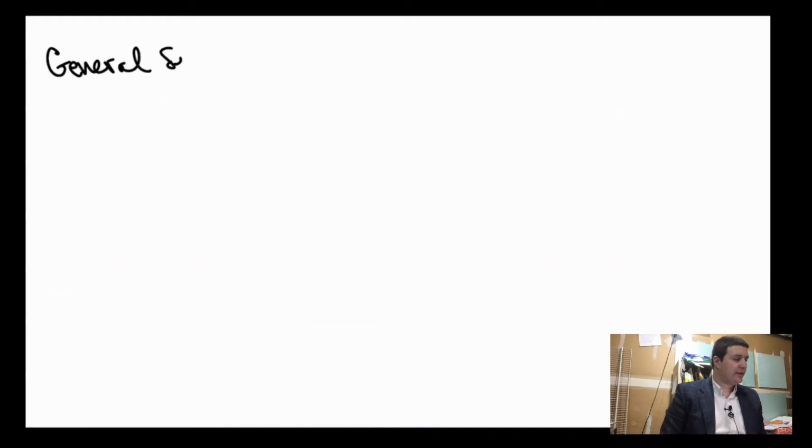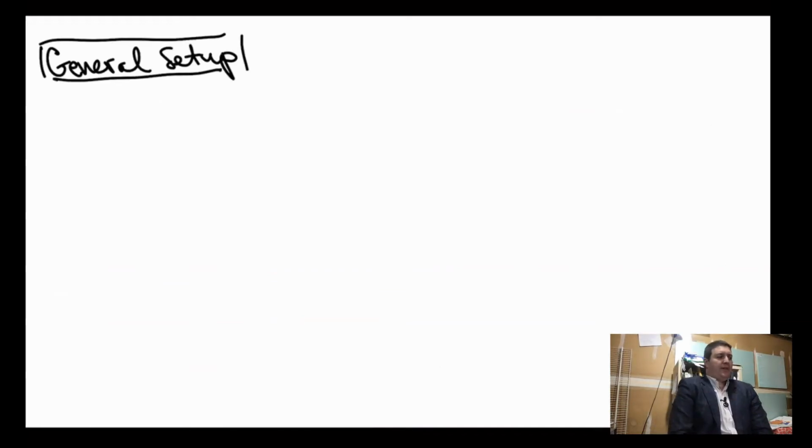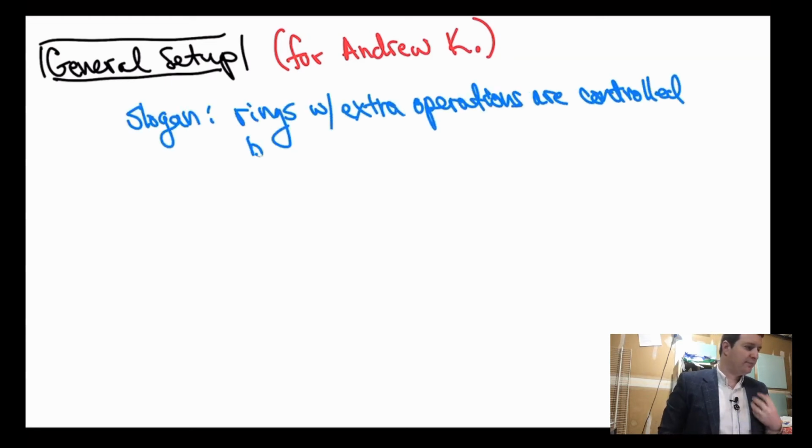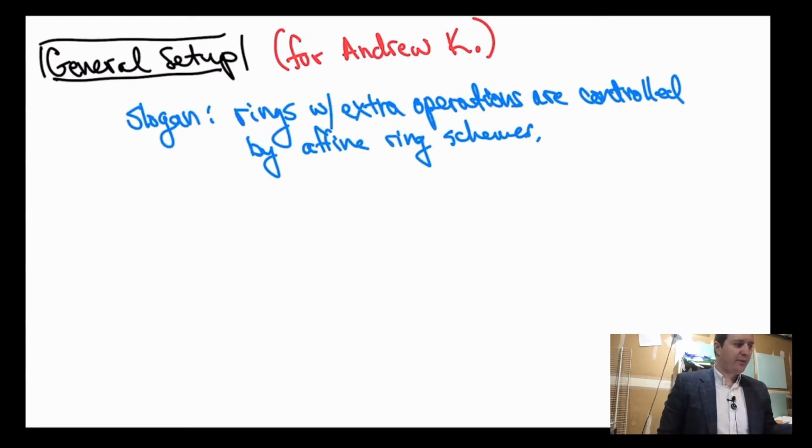Now I want to talk about a very general setup that shows that all of these derivations and p-derivations are instances of a general construction. I thought Andrew Coben would like this, since I saw him talk at Stanford about coalgebras. The main point is that rings with extra operations are controlled by affine ring schemes.